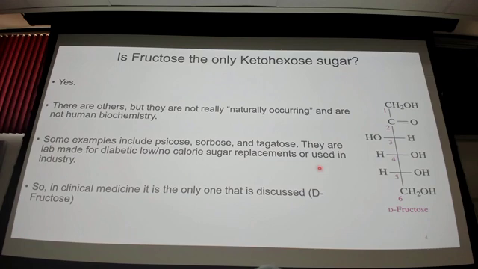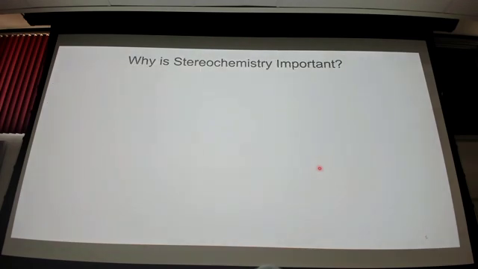Okay, now I'm going to ask you some questions, and I'm going to get to the question asked about beta-1,4 lactose. So, first question: why is stereochemistry important? Anybody, one person, want to tell me why?